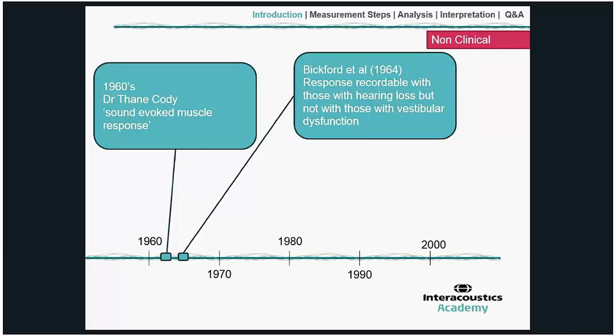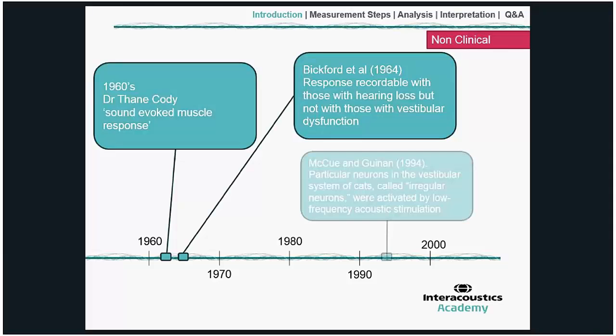So that means it couldn't really be originating from the cochlea. They also found that the responses weren't recordable in those with vestibular dysfunction. So the focus then shifted to thinking this is a vestibular response, not an auditory one. And then it took another 30 years for the research to identify what was actually happening.